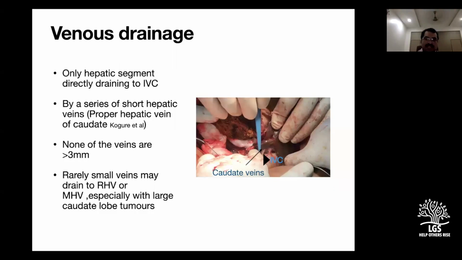But in some patients, especially when there is a large tumor or a tumor arising from the caudate lobe, there will be branches coming from the right hepatic vein or middle hepatic vein from above. That is a very difficult situation where you can't access these veins, and you may have to open the liver vertically, or split the liver vertically, to identify the confluence of the major hepatic veins.